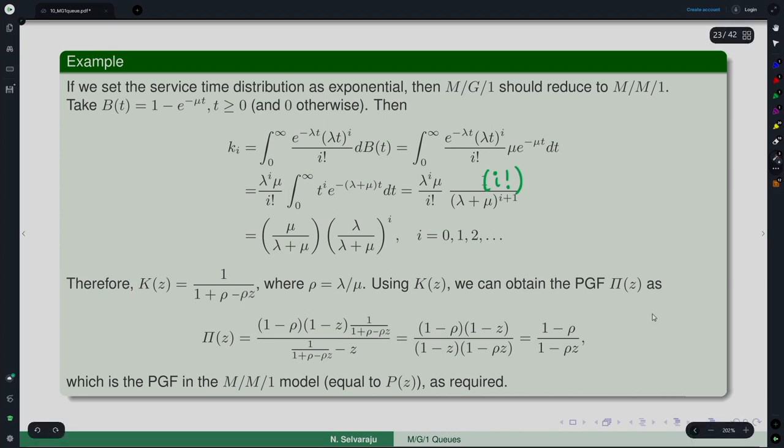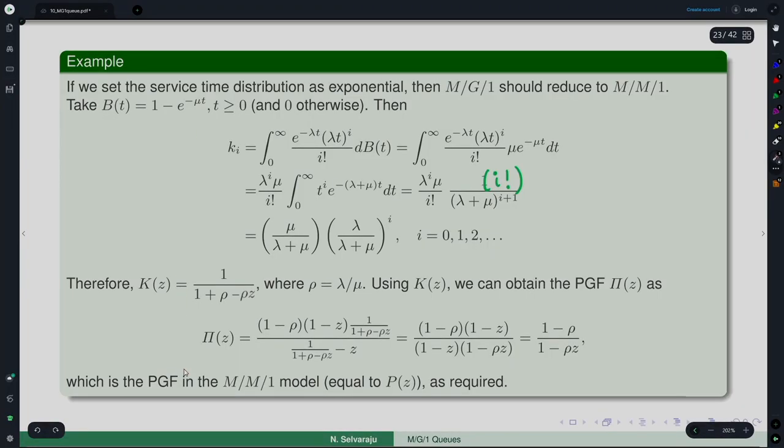So, we obtain the PGF of the corresponding MM1 model, from which we can obtain the distribution, right. Even if you have some other distribution here, this is the process that you need to follow. Either you find K of z directly, or you obtain K of i and then find K of z. Once I obtain K of z given the service time distribution, I substitute it in this PK transform formula to get pi of z. Now, extract from this the system size probabilities. That is the way one does the analysis of the MG1 model.